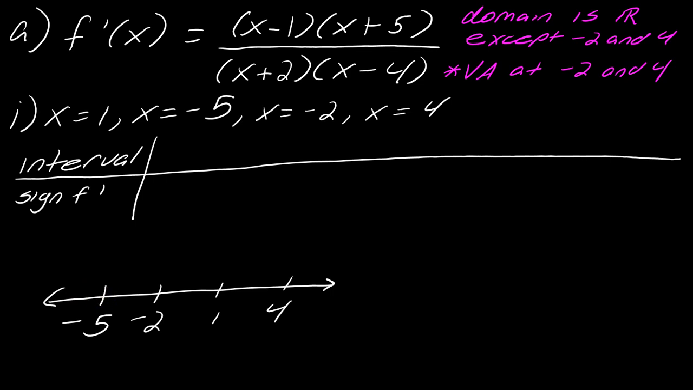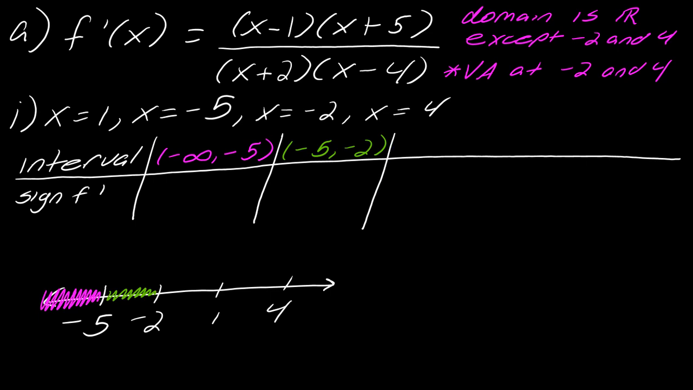All right, so from here to here, what is this on the number line? Well, this is -∞ to -5. There's my first interval. Now moving on, I go from here to here. This goes from -5 to -2. Okay, continuing on from here to here. This is from -2 to 1.